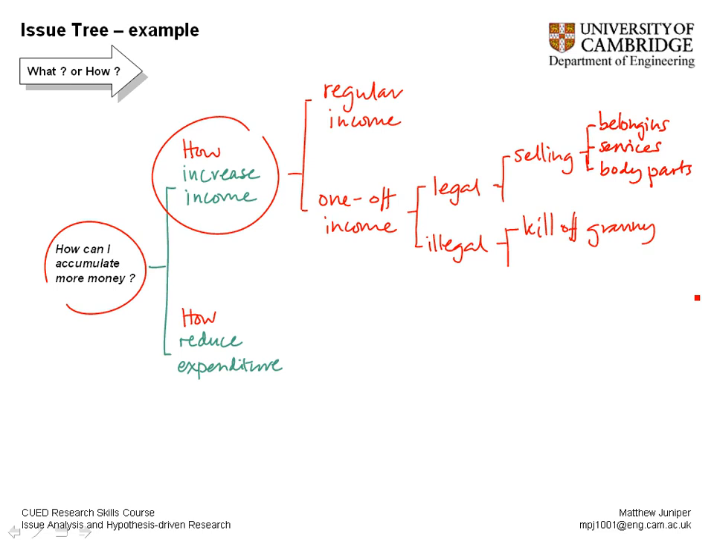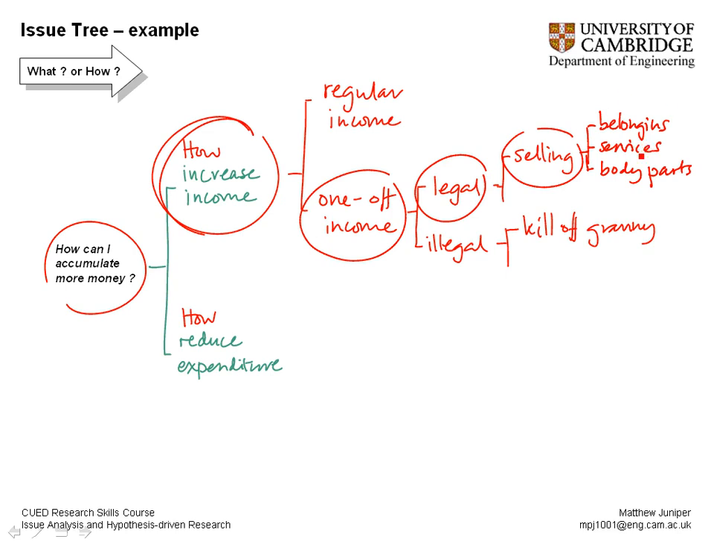But the point is that by going through this process, I've taken my big question, how can I accumulate more money, into how can I increase my income, to how can I increase my one-off income, how can I increase my legal one-off income, and then we've got down to this very tight question, a much smaller question, a closed one. How can I accumulate more money by selling various objects? And then I can reduce that down to selling belongings, selling services, and selling body parts.